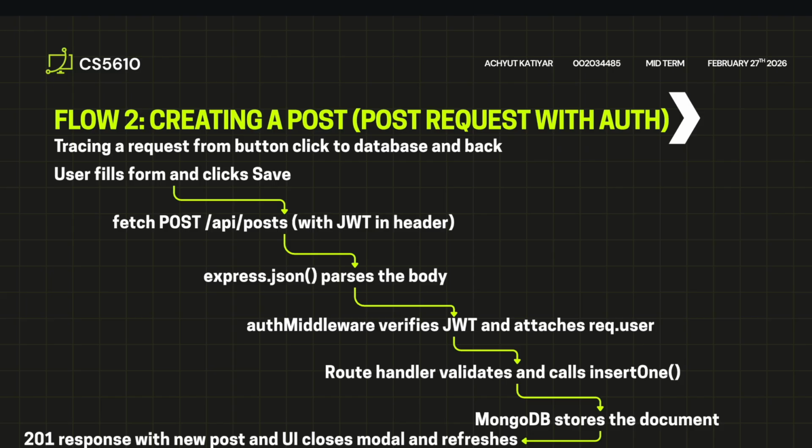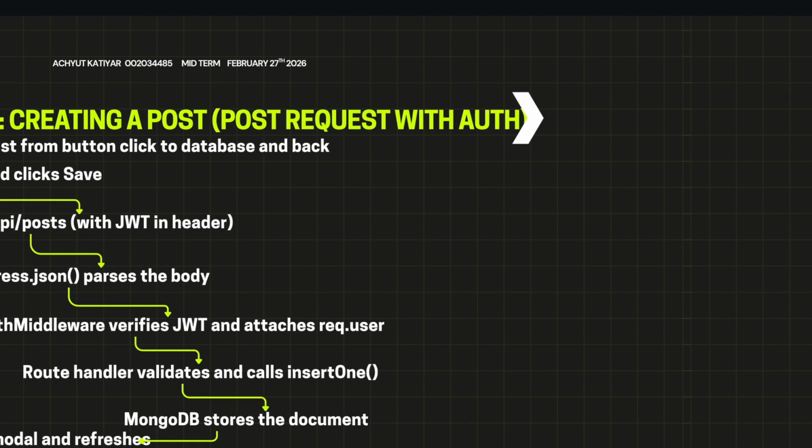Once we are past the authentication, the route handler checks all the required fields are present. Then it builds a post document that includes the user's ID and name from request.user. It calls insertOne to save it to MongoDB, and MongoDB returns the insert ID. The server sends back a 201 status with the new post as JSON. On the front end, the modal closes and the home page refreshes to show the new post.